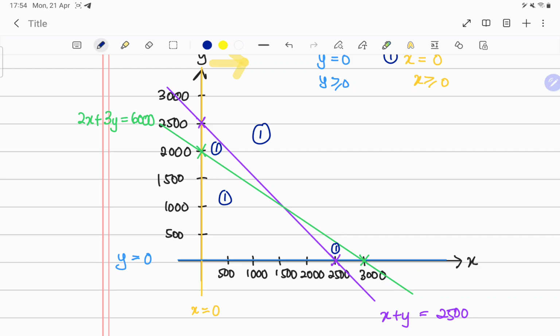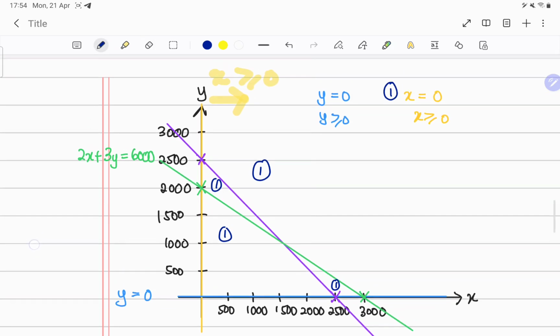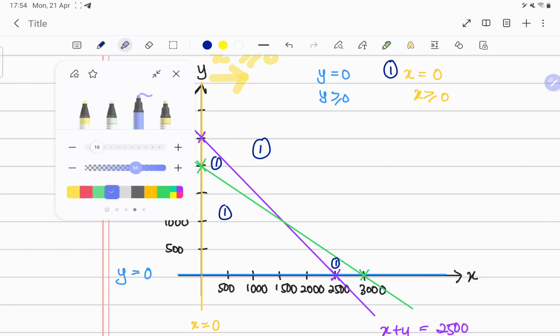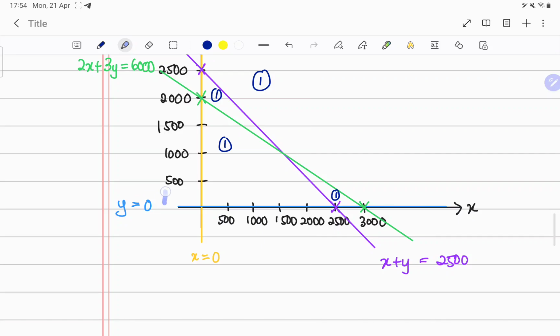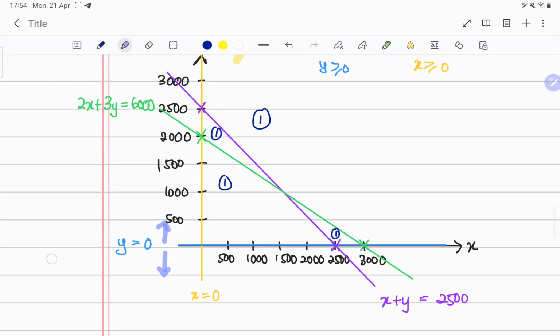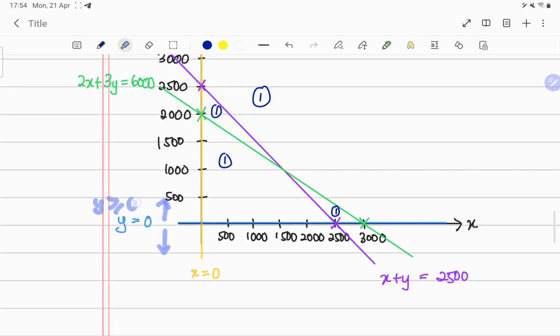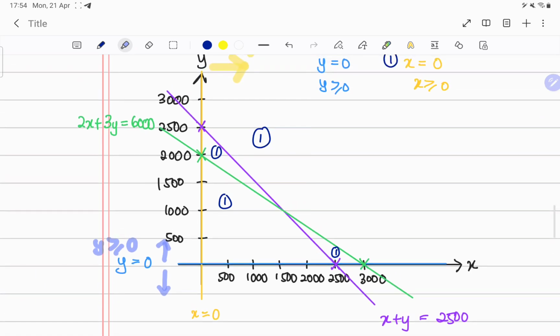And then the next one is we have y equal to 0. So if you see here, y is actually this side, right? It's either above or below, up or down. So apparently this is y greater than or equal to 0, right? Which means it is up. So the area that's supposed to be shaded is actually this area. Up.